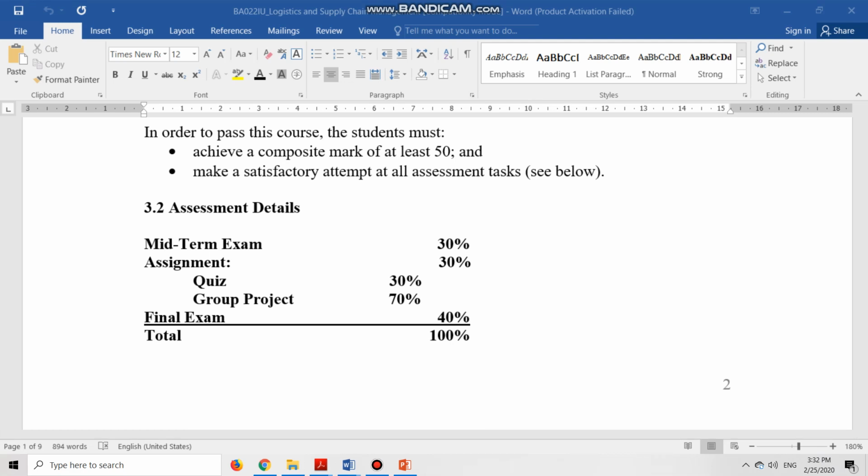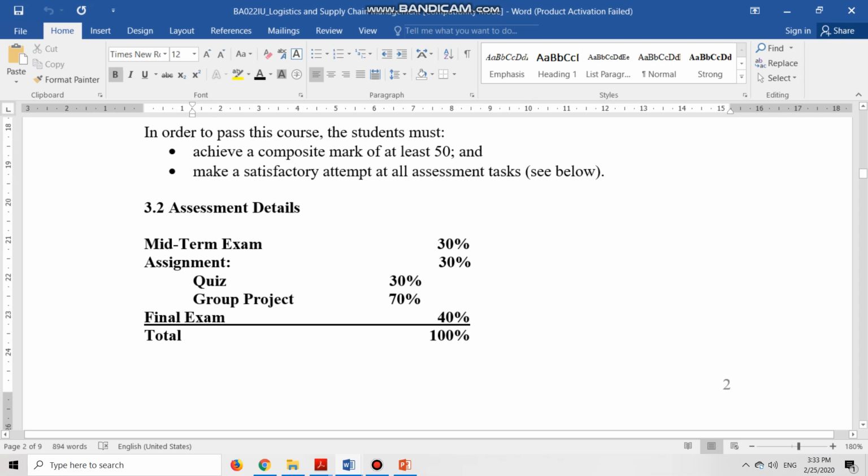The course assessment details: we will have one midterm exam that takes 30% of the overall score. You will have quizzes in class and a group project. Quiz and group project will take 30%. Quiz will take 30% and group project will take 70% of that, but this number will be adjusted based on your ability to do the quiz or the group project. But the total is 30% of the overall score.